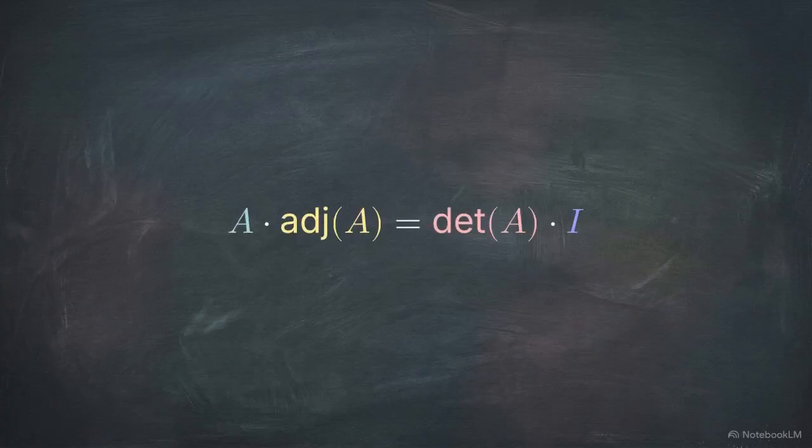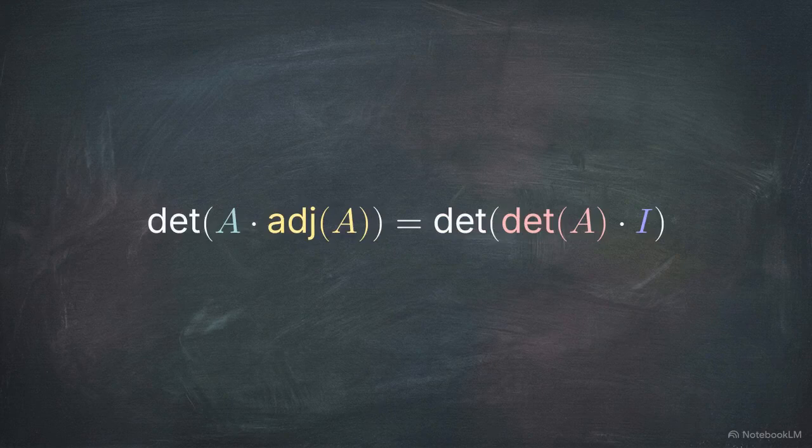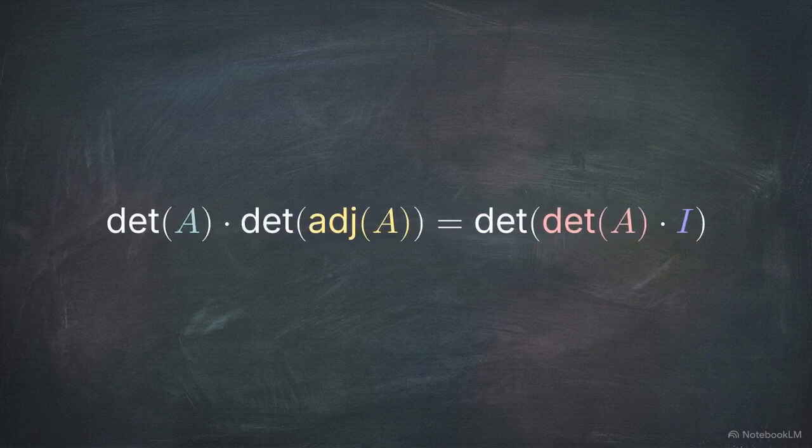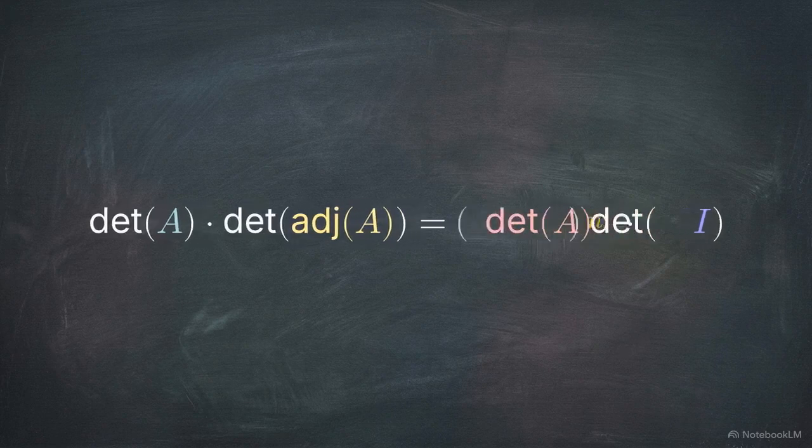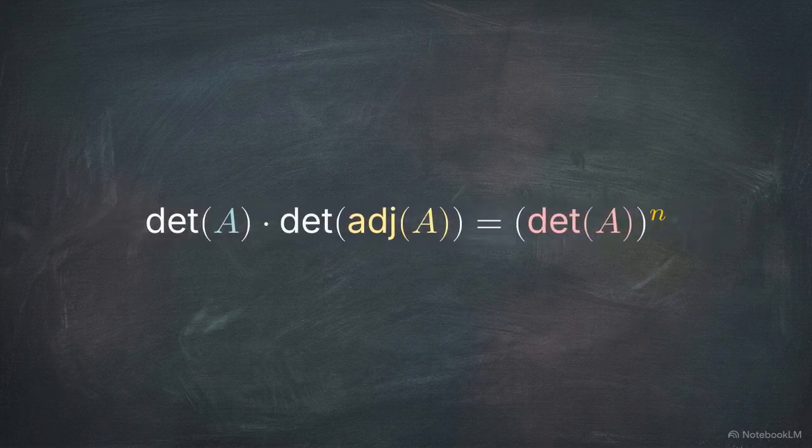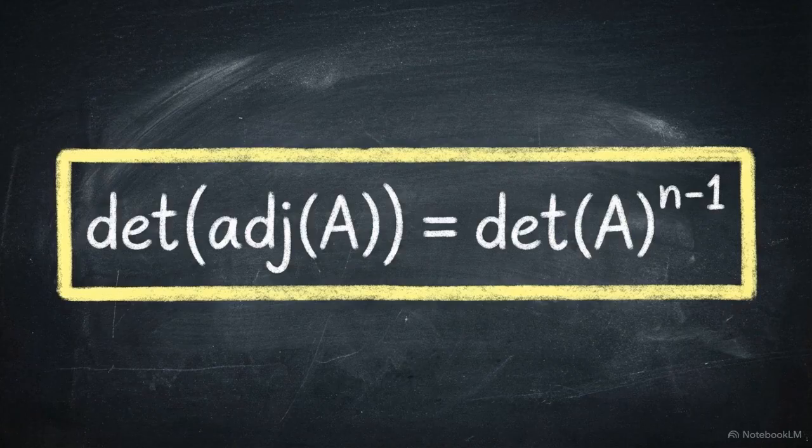We derive the relationship by taking the determinant of both sides. The left side splits cleanly. On the right, the determinant of A is a scalar, so pulling it out of an n by n matrix raises it to the power of n. Divide both sides by the determinant of A to isolate the resulting formula. The determinant of an adjoint is the determinant of the original matrix raised to the power of n-1.